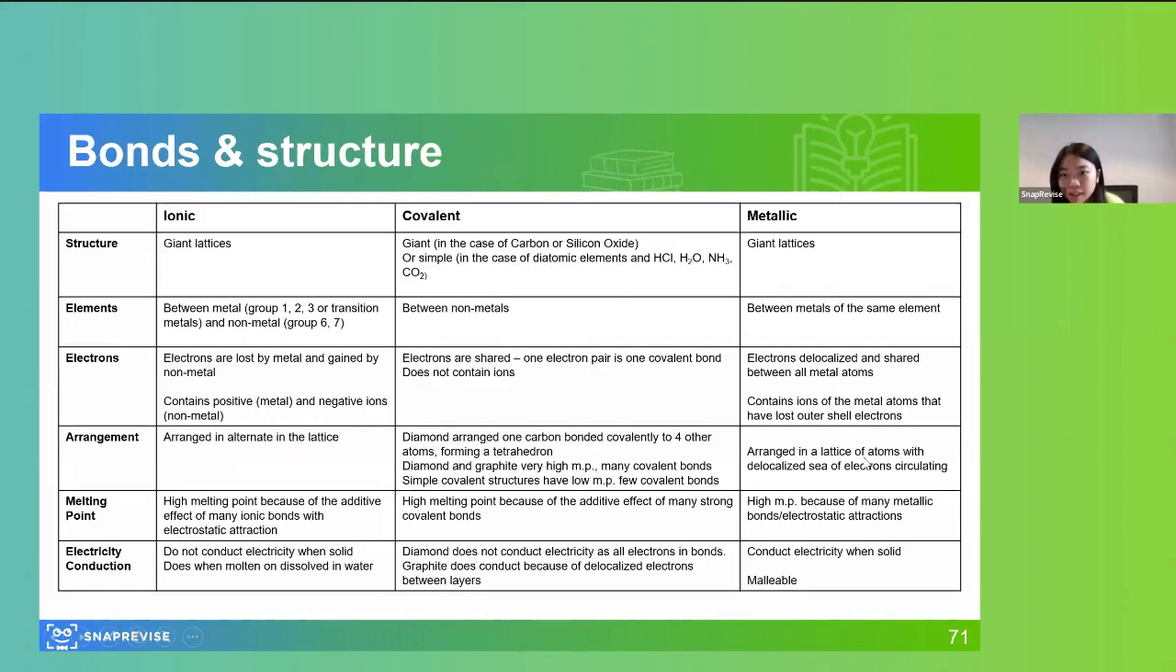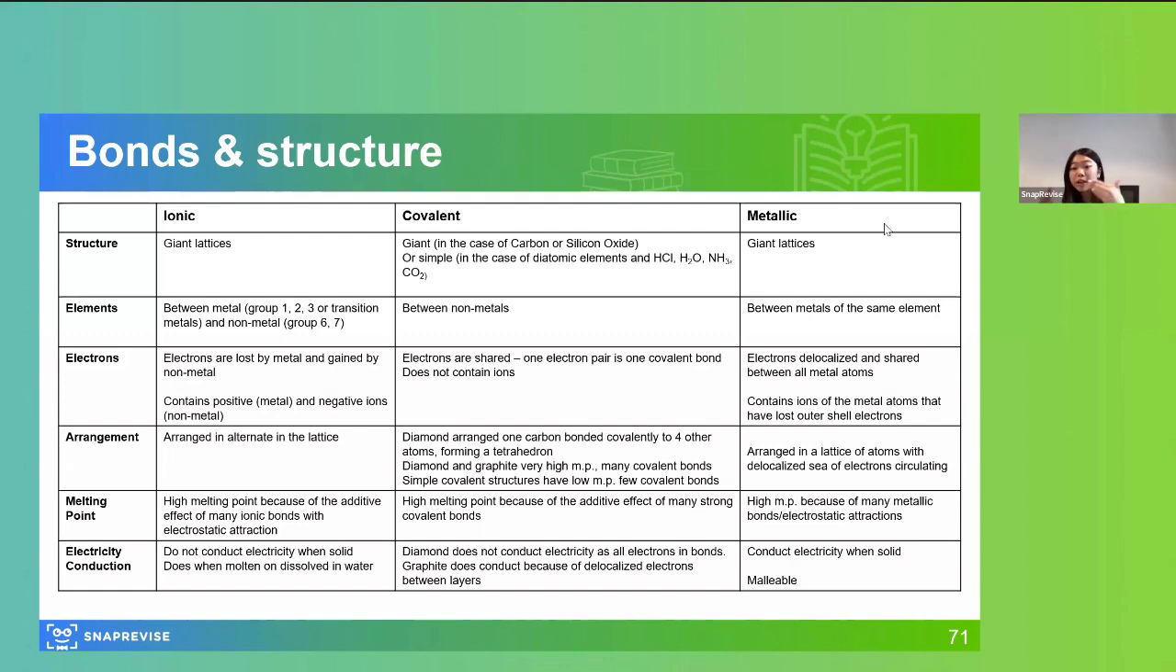Bonding and structure. This is such a massive one. It's just very, very content heavy, and I will go through this as best as I can with you. The first part I'm going to talk about is the ionic structures. Ionic structures are generally giant lattices, and ionic bonding is between a metal and a non-metal. The metal usually is from group 1, 2, or 3, or it can be a transition metal, and the non-metal is from group 6 or 7 likely.